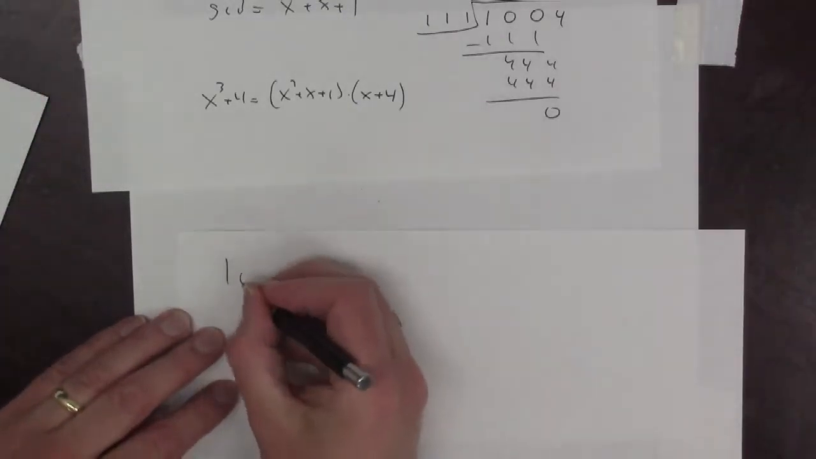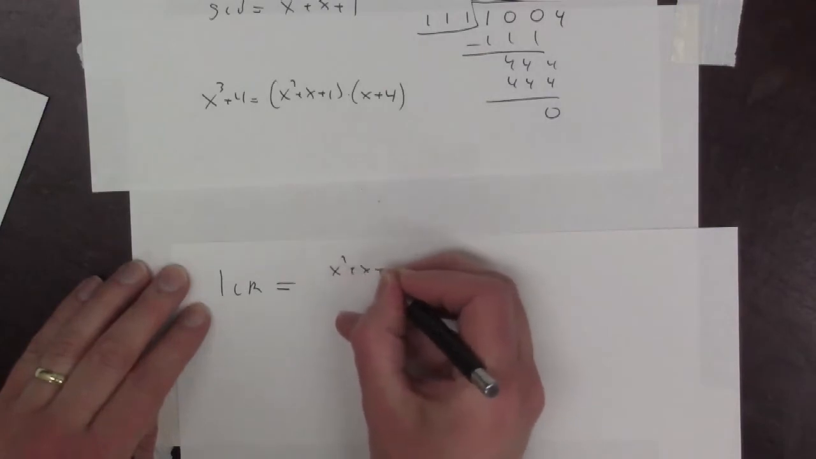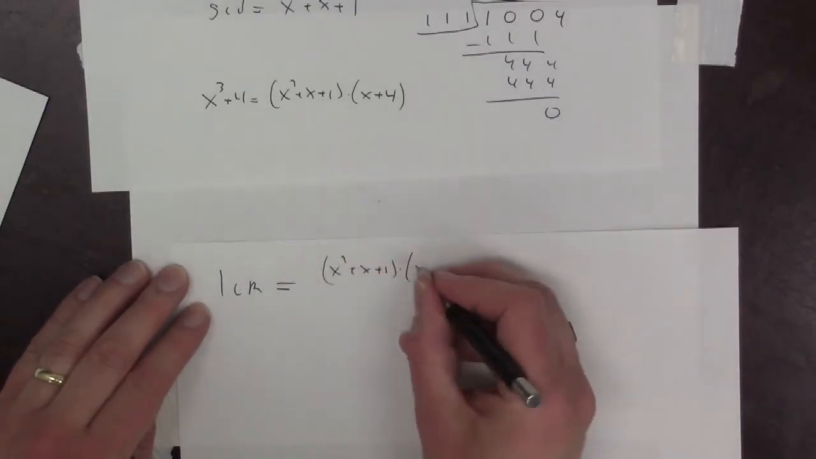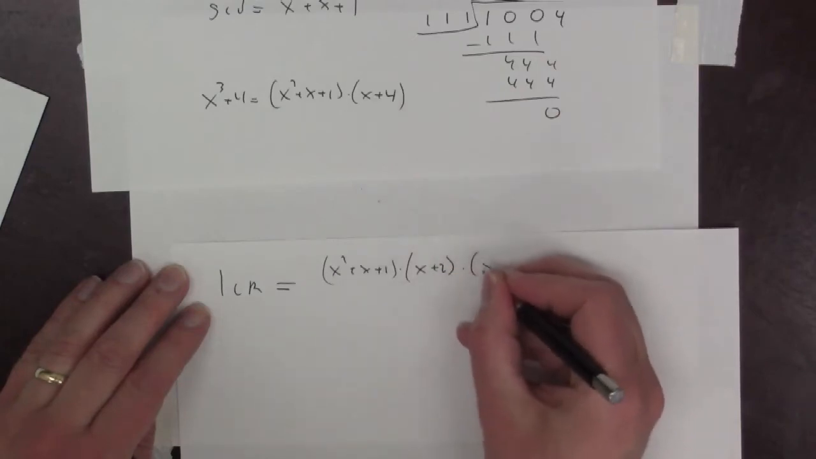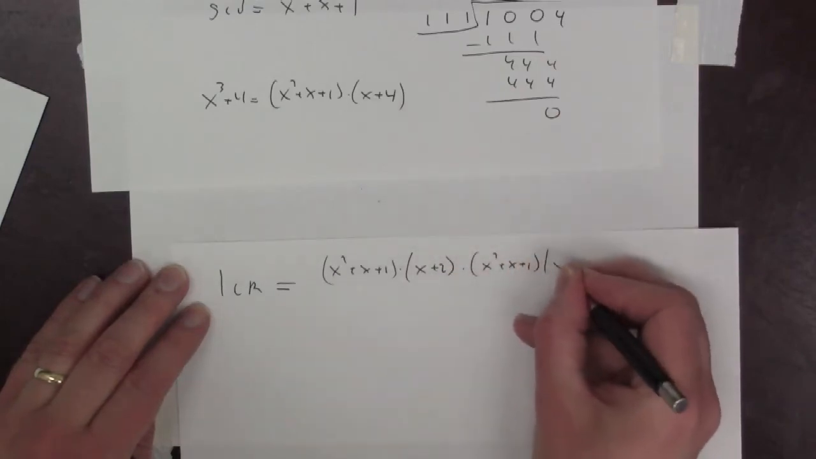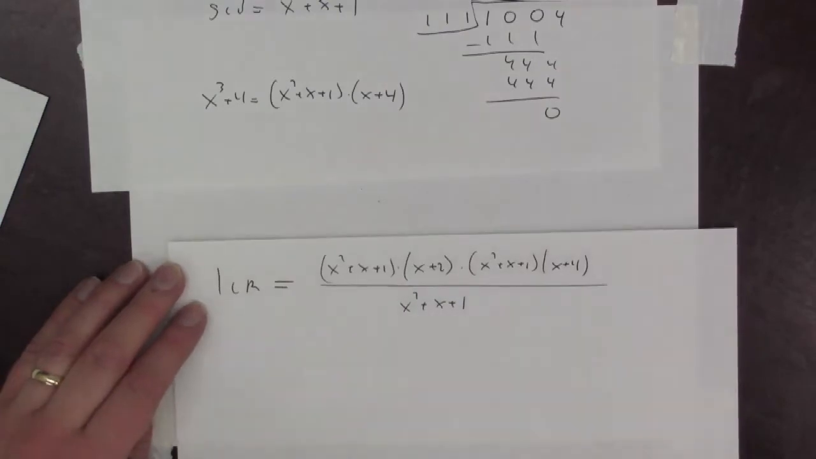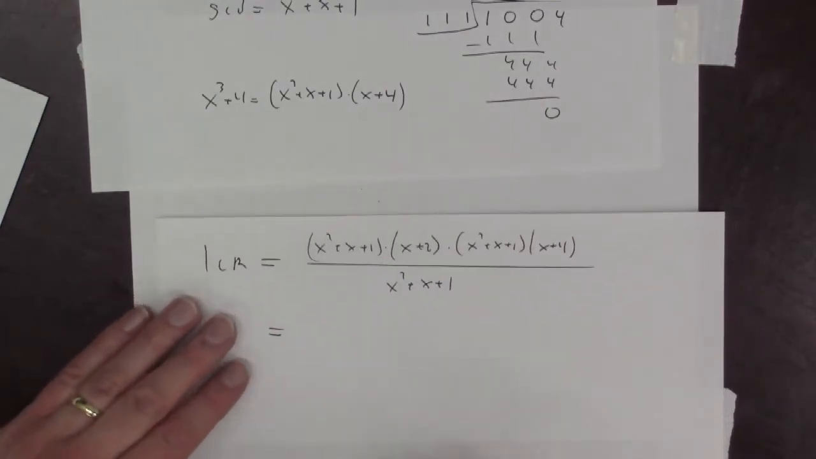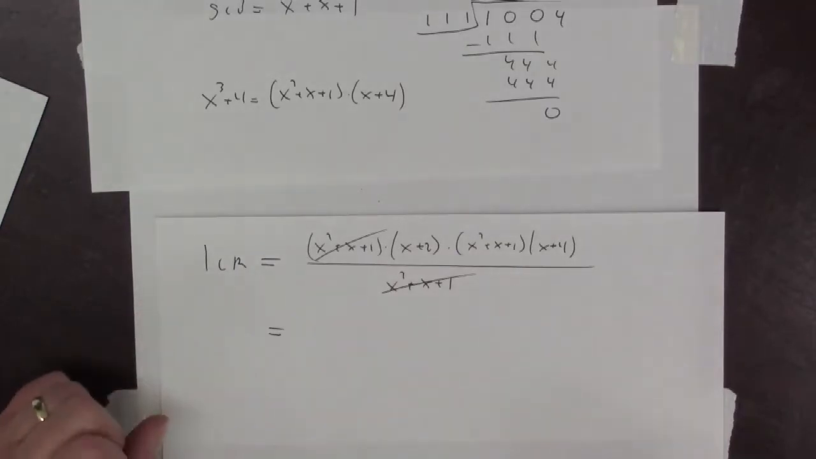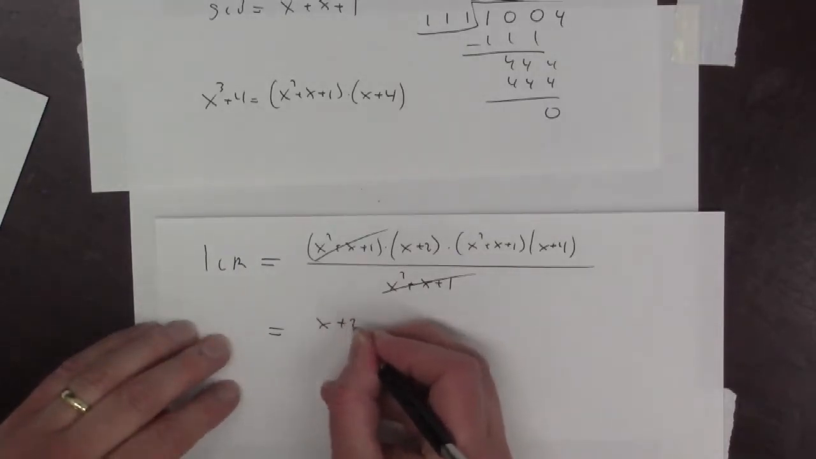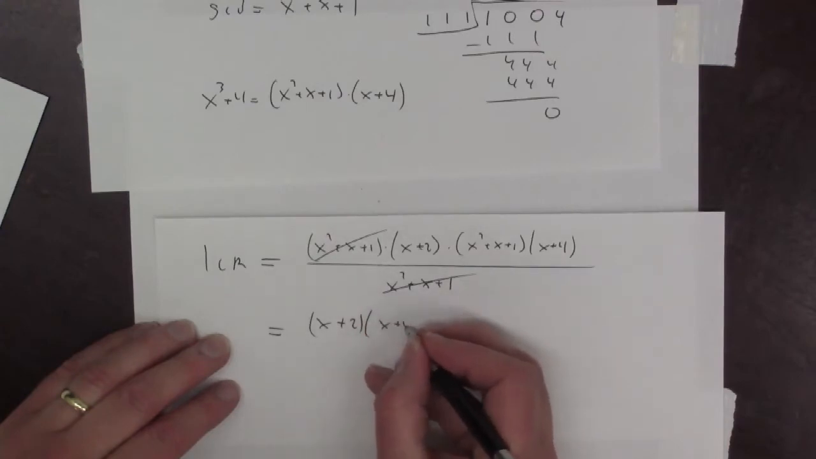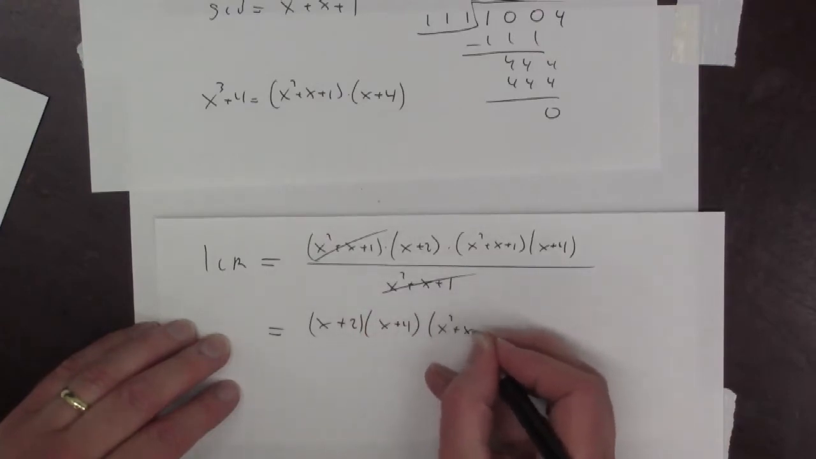So now, to summarize, the least common multiple hence is the product of the two polynomials, the first one times the second one divided by the GCD, x squared plus x plus 1. So what is this equal to? I can cancel a factor here, ta-da-da. So we are left with x plus 2 times x plus 4 times x squared plus x plus 1.